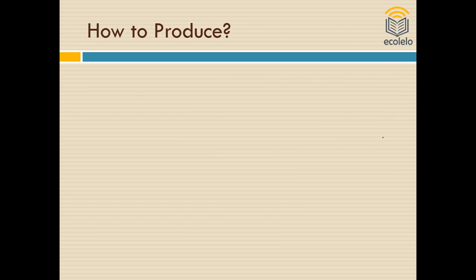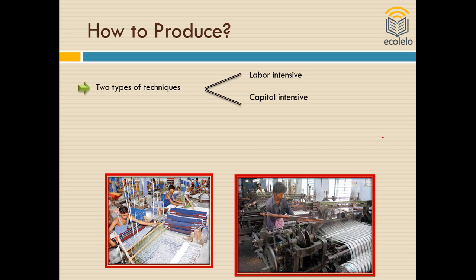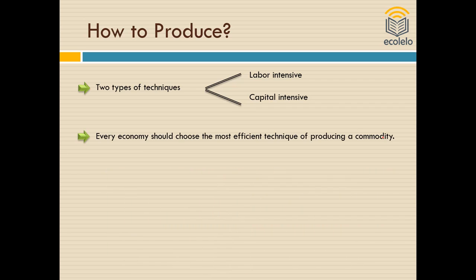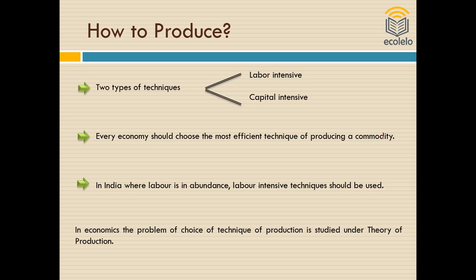Next, how to produce. Now, how to produce is the problem of technique. Generally, we are given two techniques, labor intensive and capital intensive. You have to decide between these two. Now, every economy should choose the most efficient technique of producing a commodity. In India, where labor is in abundance, labor-intensive technique should be used. Now, again, in higher microeconomics, the problem of choice of technique is studied under theory of production. Here, we are not going to touch it in detail, although we are going to study major part of the theory of production in this basic course itself.